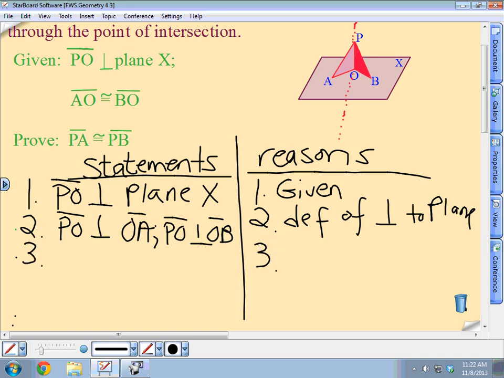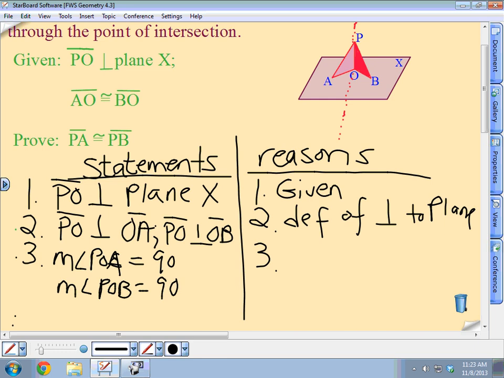What do we know about perpendicular lines? They don't have to be congruent. They form 90-degree angles. So what can I say, Molly? The measure of angle POA is a 90-degree angle, and then POB. The measure of angle POA equals what? 90 degrees. It also would equal POB as well, because that's a 90-degree angle. You could substitute it in.